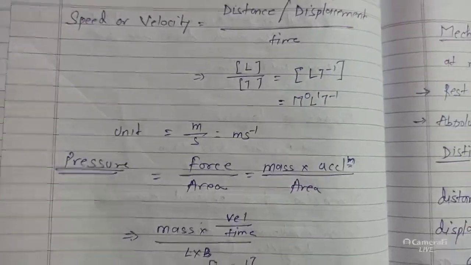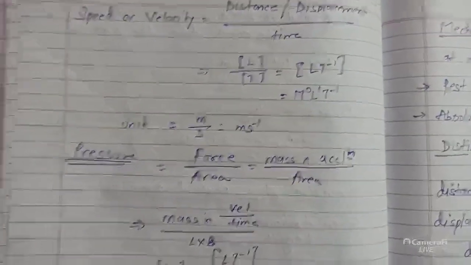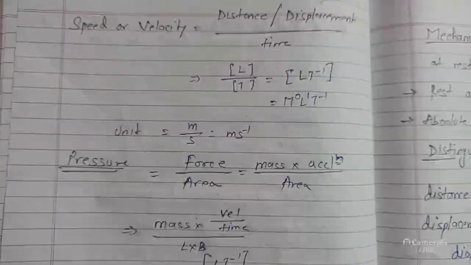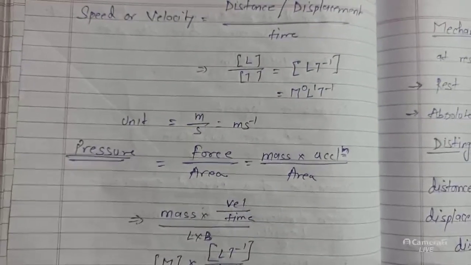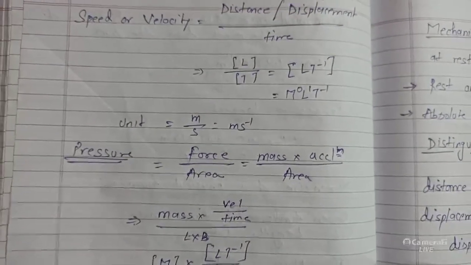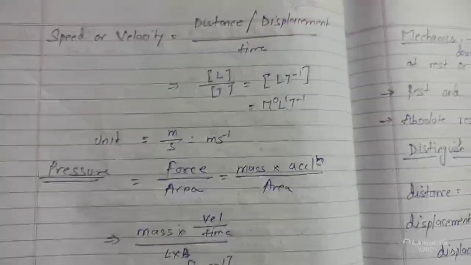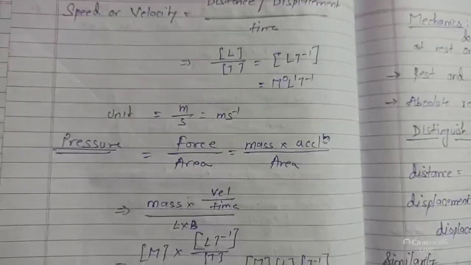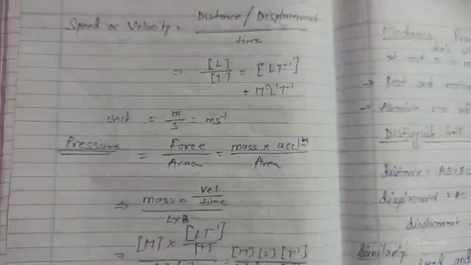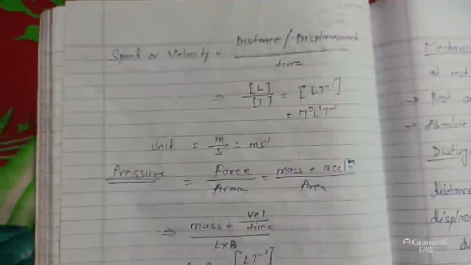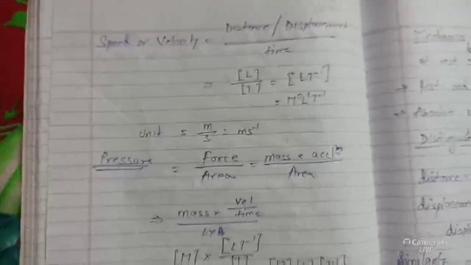Again, L is single, so we can write the power of L as 1, and M is not there, so we can write M with the power 0. So it will be M^0 L^1 T^-1. And what is the unit? You can find the unit also from the same formula. The unit is length per time, meter per second.